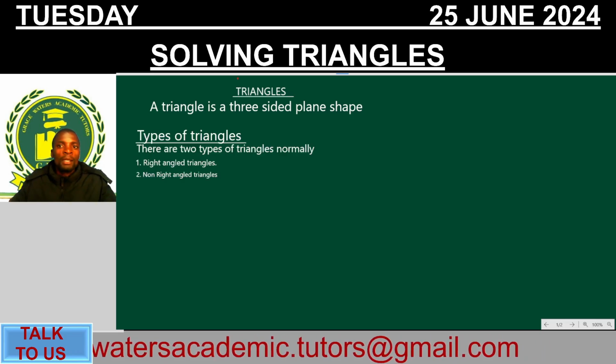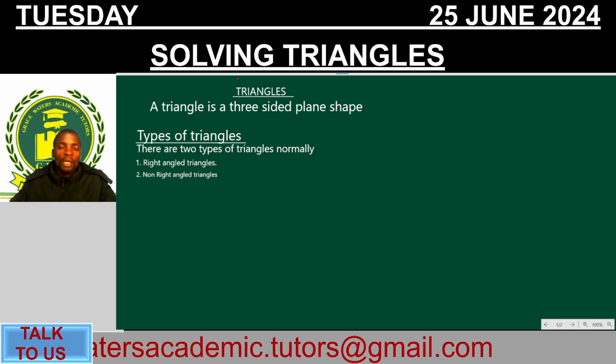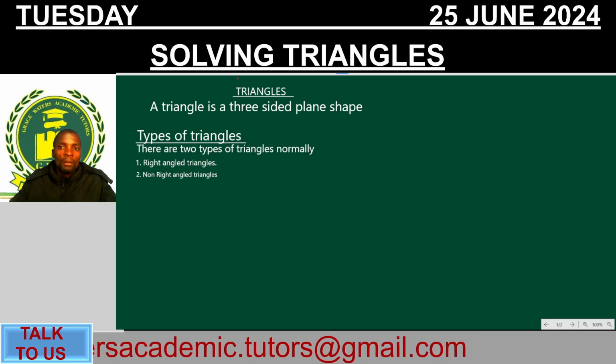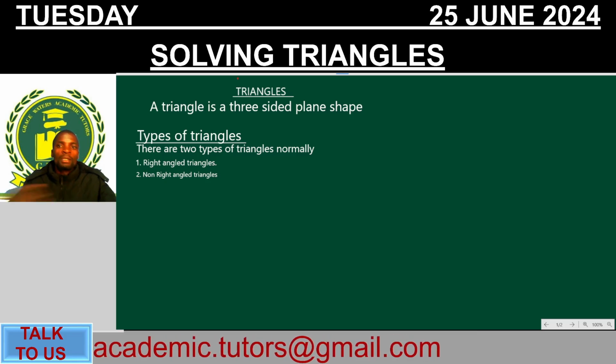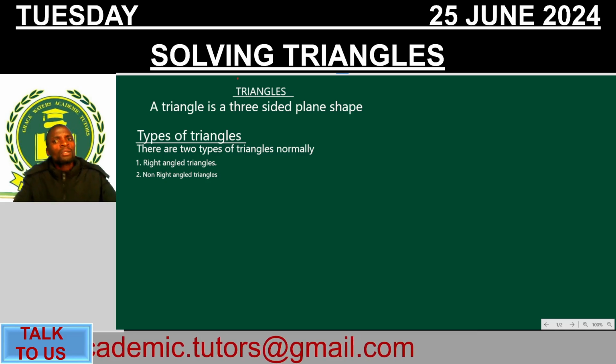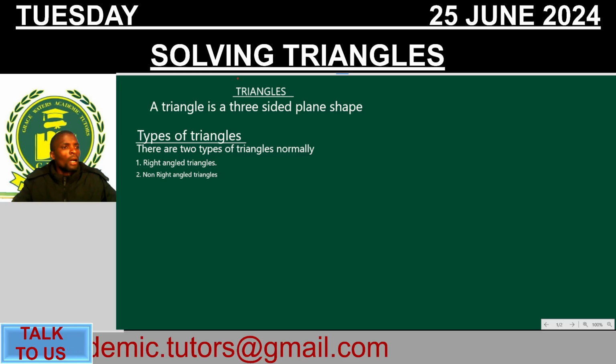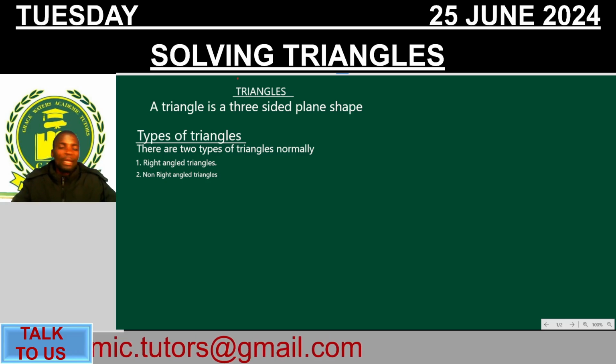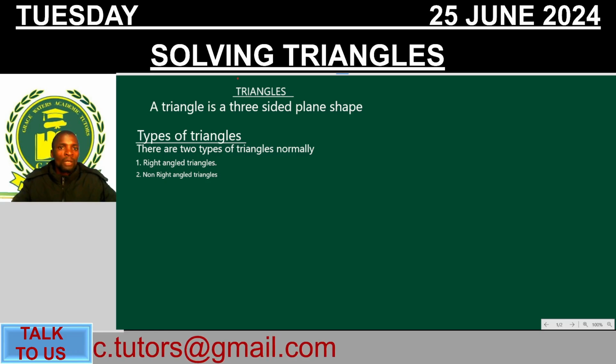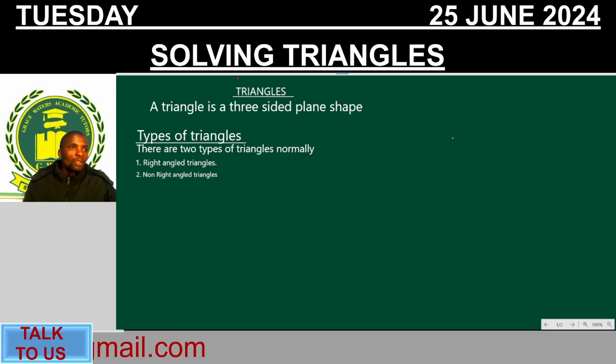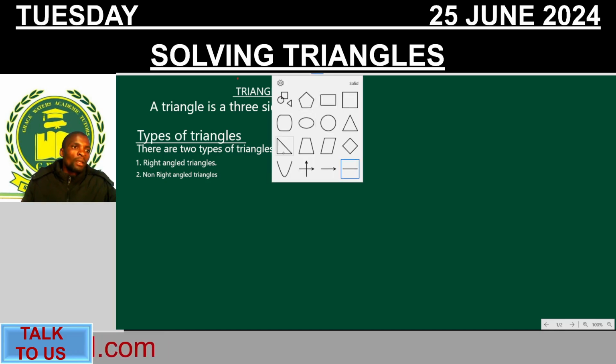We said there are two types of triangles, which are normally right angled triangles and non-right angled triangles. So let us look at how we solve these types of triangles, and what they look like. We know that triangles must have three sides, but now we have two types. So how do we know that this one is right angled and this one is non-right angled? Let me not waste time and show you from the shapes that I have. So I'm going to take this one.